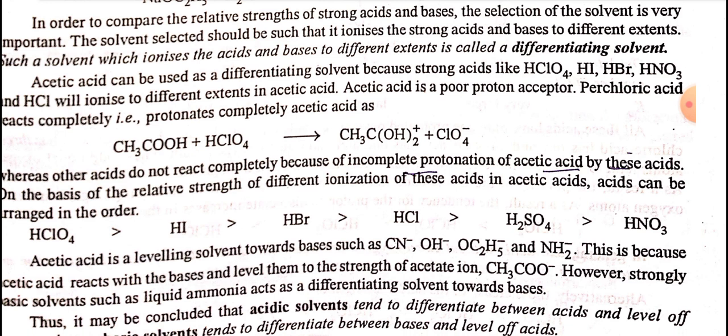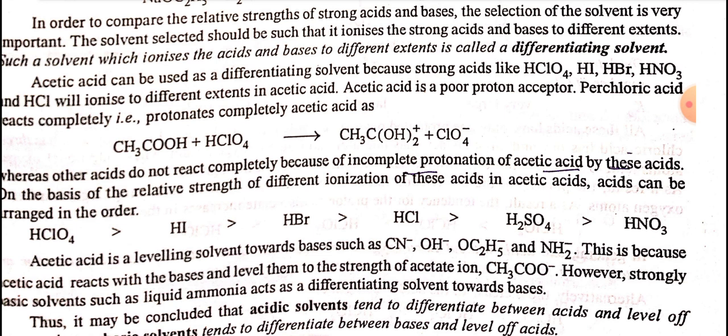The solvent selected should be such that it ionizes strong acids and bases to different extents. Such a solvent which ionizes the acids and bases to different extents is called a differentiating solvent. Acetic acid can be used as a differentiating solvent because strong acids like HClO4, HI, HBr, HNO3, and HCl will ionize to different extents in acetic acid.